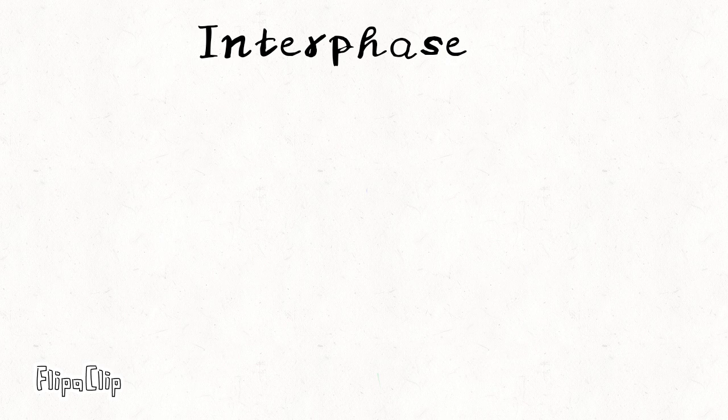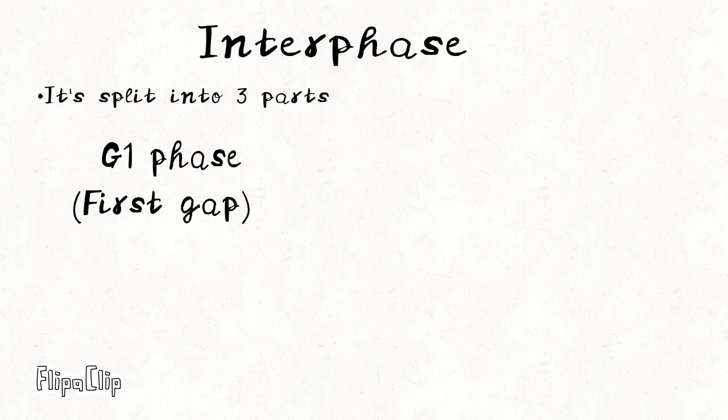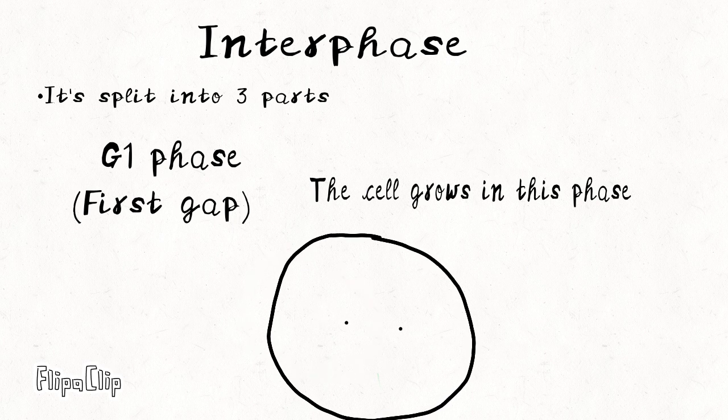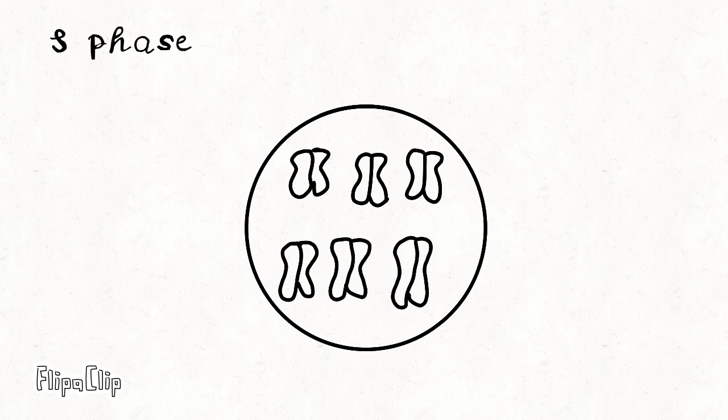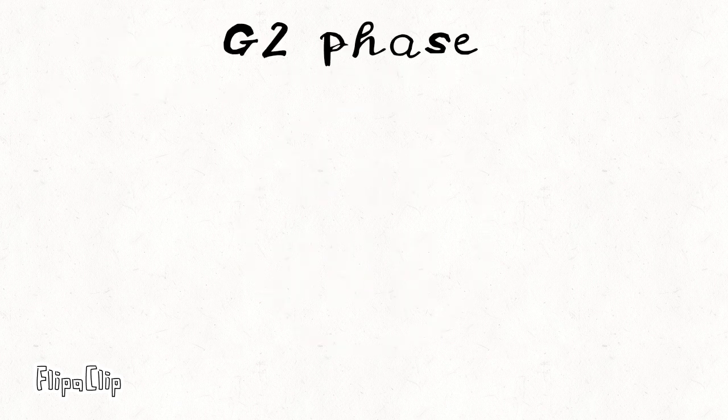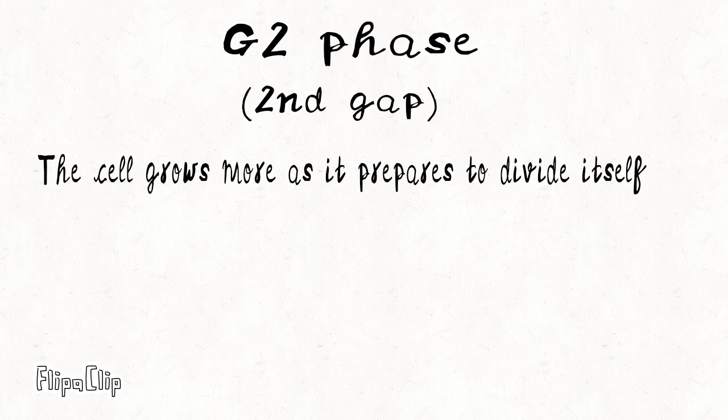In the G1 phase, the first gap, a cell grows and produces many of its cytoplasmic organelles, like the mitochondria or the endoplasmic reticulum. In the S phase, the cell grows more and also duplicates its chromosomes, but the chromosomes haven't condensed yet. In the G2 phase, the cell grows more and also produces many of its organelles that are crucial for asexual reproduction.